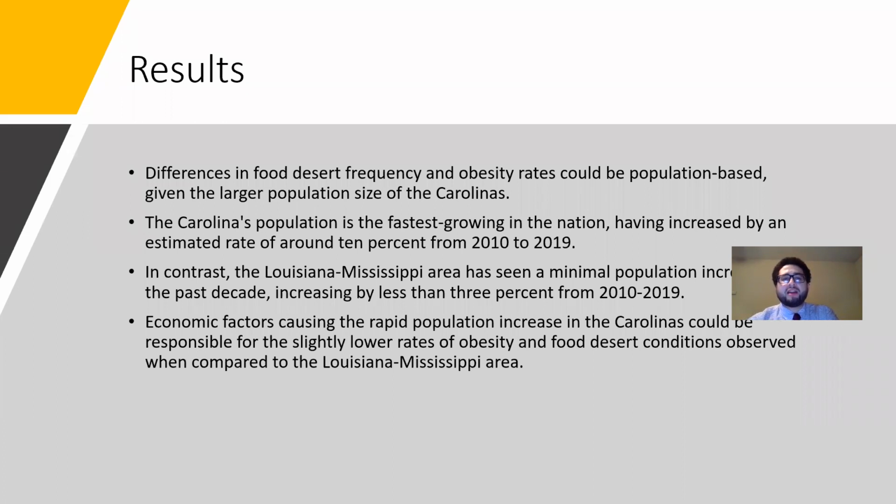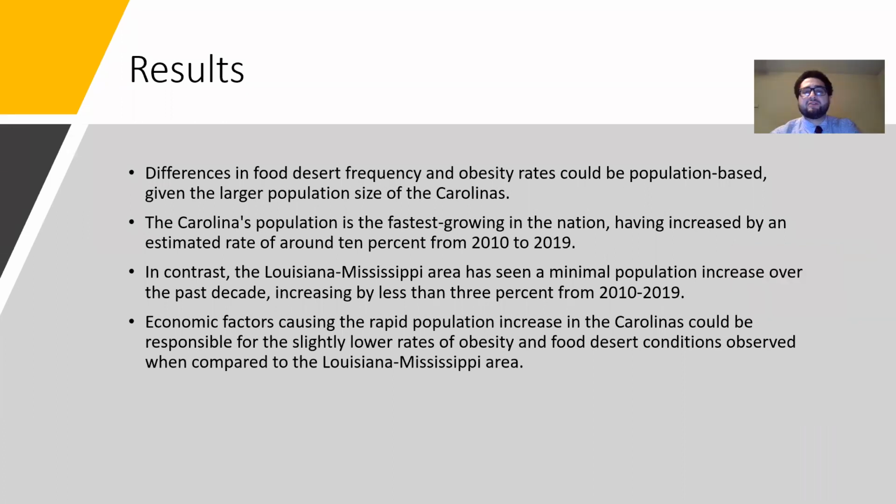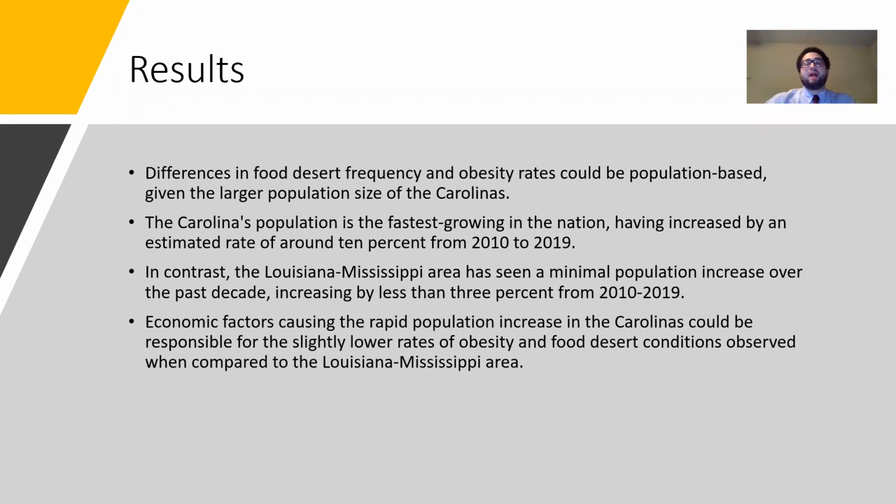Our results from our findings show that differences in food desert frequencies and obesity rates could be population-based. The Carolinas population is the fastest growing in the nation and has increased by around 10% in the past 10 years, whereas the Louisiana-Mississippi area has had a very minimal increase of only around 3%. Economic factors causing this rapid population increase in the Carolinas could be responsible for the slightly lower rates of obesity and food desert conditions.